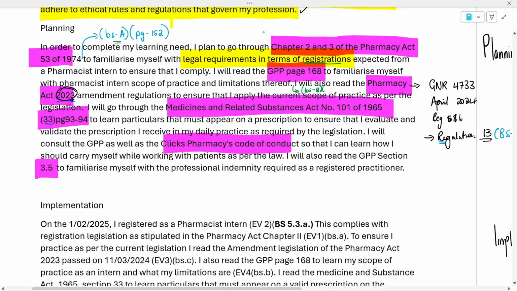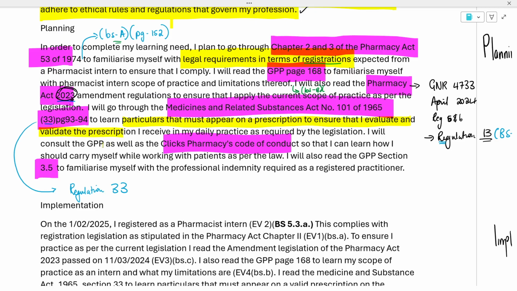And then next, you are reading the Medicines and Related Substance Control Act. So here, it's not the actual Medicines and Related Substance Control Act. Here, you're speaking about Regulation 33. Regulation 33, yes, is about the particulars that must appear on a legal prescription to ensure that you evaluate and validate the prescription. Okay.